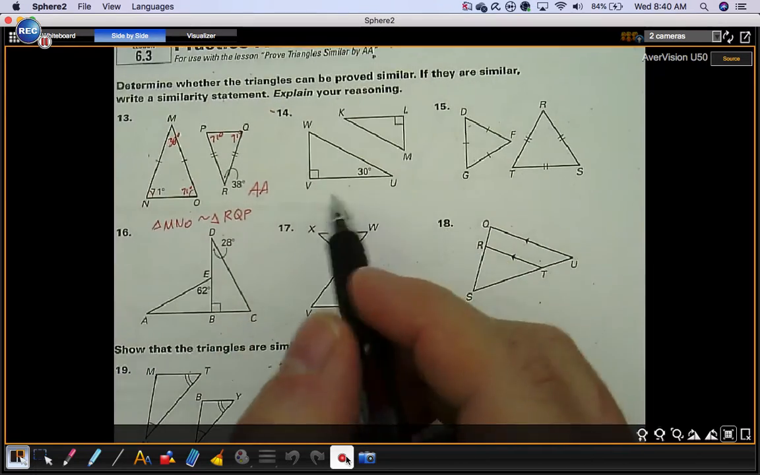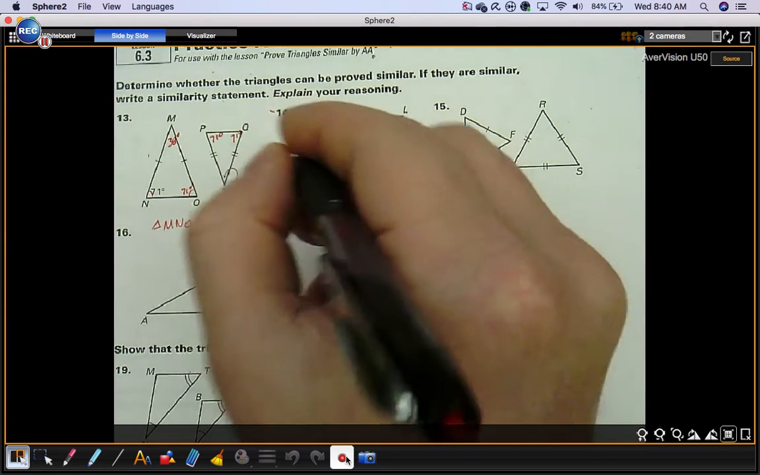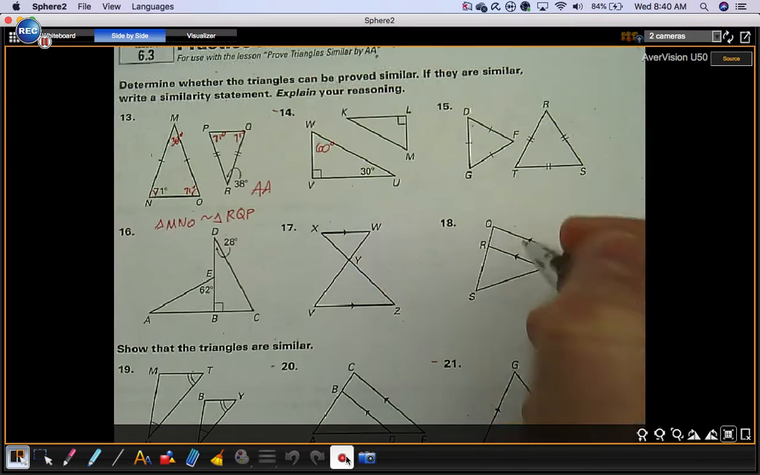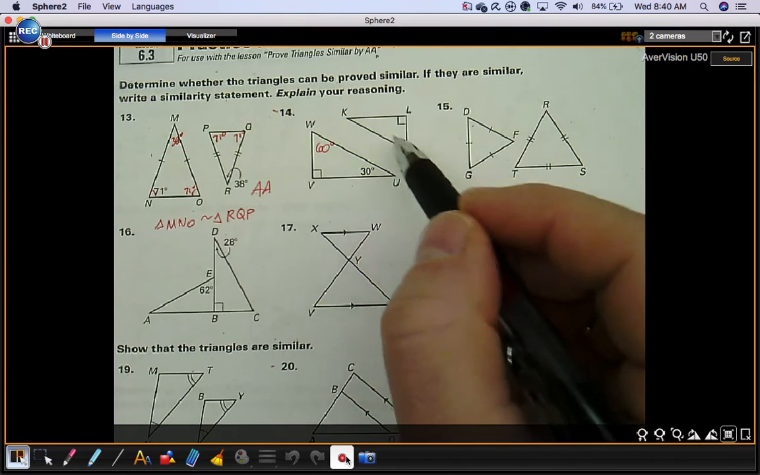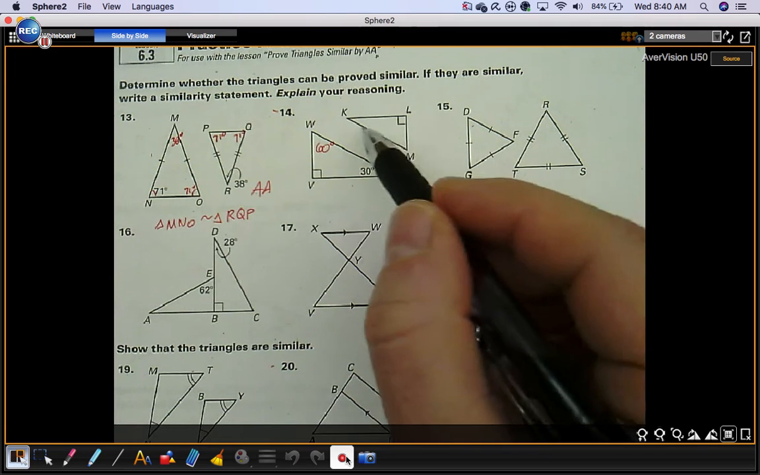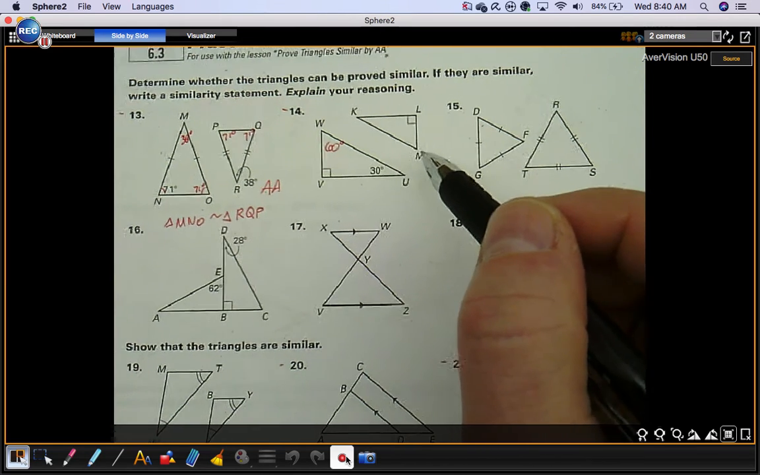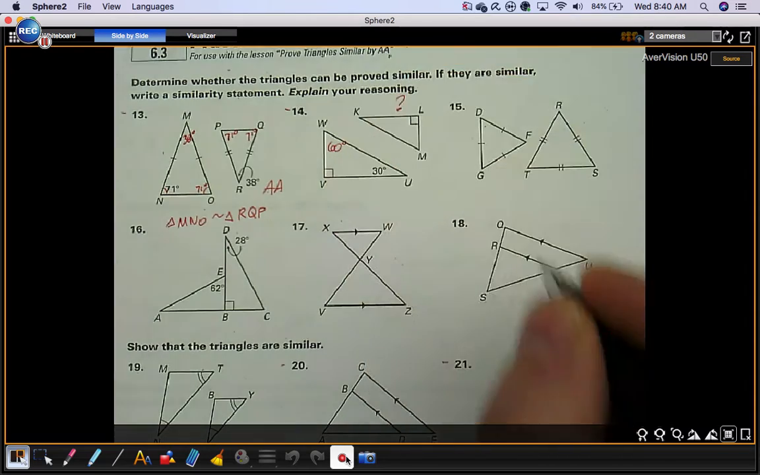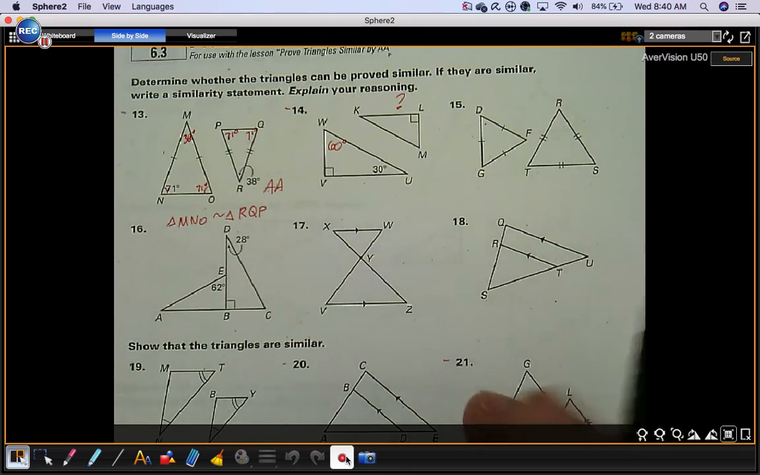Number 14, we have a triangle with a right angle and a 30-degree angle, so obviously we know the other acute angle is 60. And up here we have a right triangle, but it doesn't have to be a 30-60-90. We don't know these angles. Maybe they match these and maybe they don't. So we don't know here. Maybe they are, maybe they aren't. That's your answer.